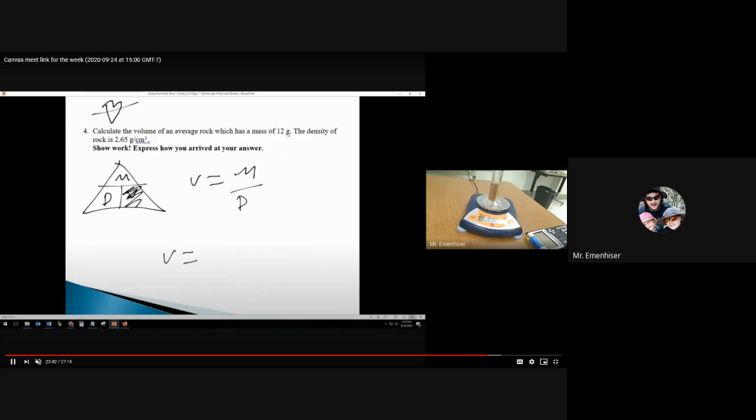So let's take our mass, 12 grams, put it on top, it's the mass, and we're going to divide by the density, 2.65 on bottom. We divide that out, we get our volume. So just do 12 divided by 2.65.